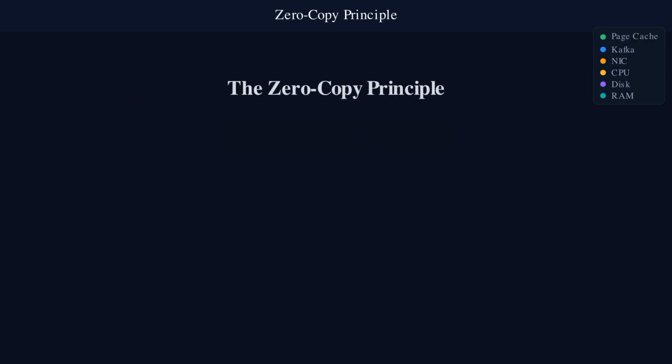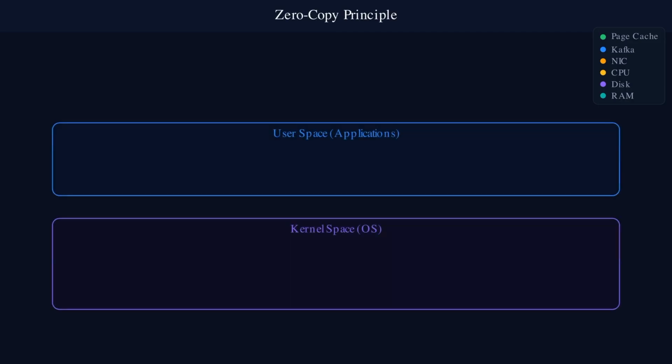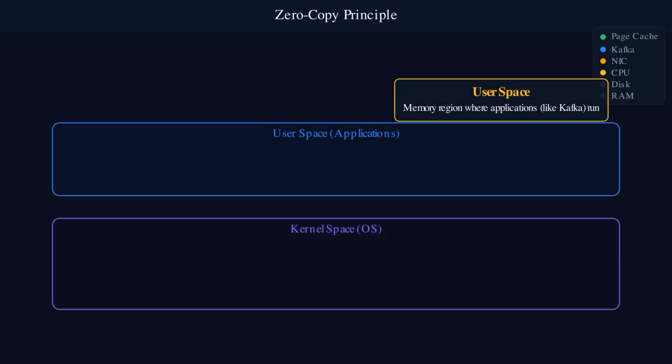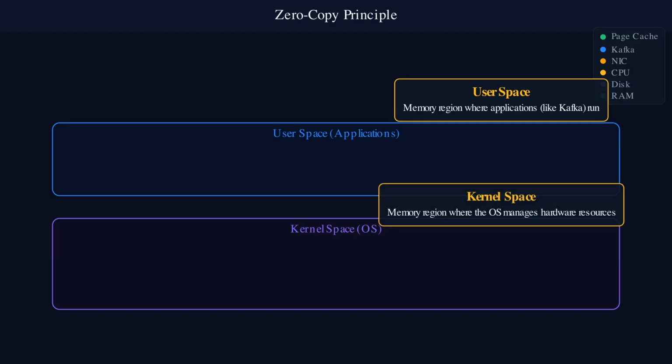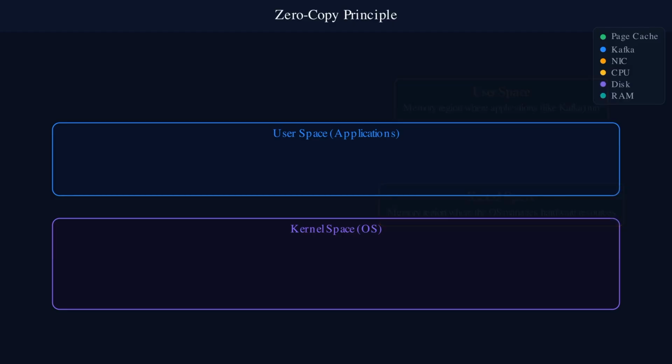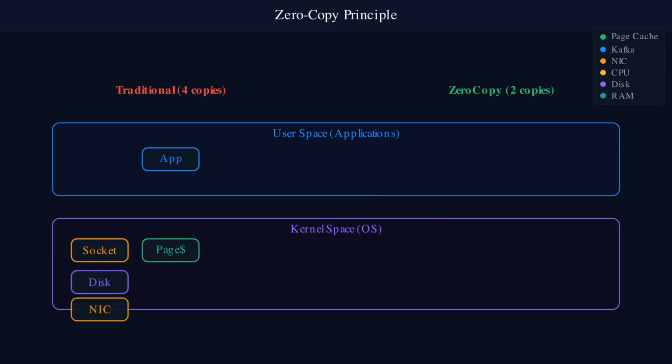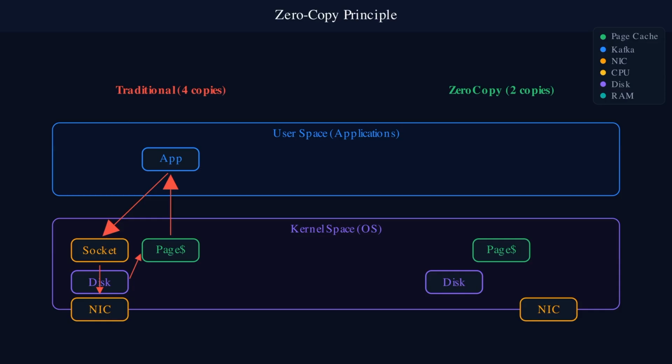The second big reason Kafka is fast is the zero-copy principle. To understand zero-copy, we first need to understand the difference between user space and kernel space. User space is where applications like Kafka run. Kernel space is where the operating system manages hardware and system resources. Normally, when an application sends data over the network, data must be copied from kernel space into user space, processed by the application, and then copied back into kernel space for network transmission.